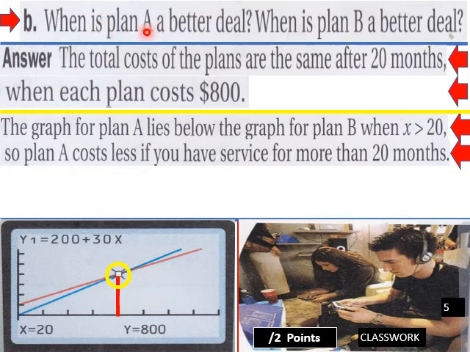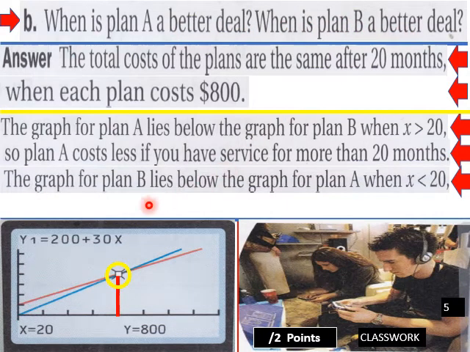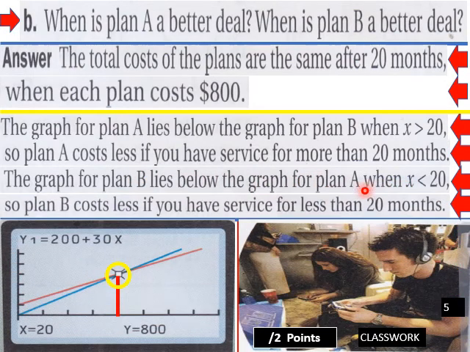And then when is plan A a better deal? When is plan B a better deal? So the graph for plan B lies below the graph for plan A when x is less than 20. Here's plan B, the blue line. And so plan B costs less if you have service for less than 20 months.